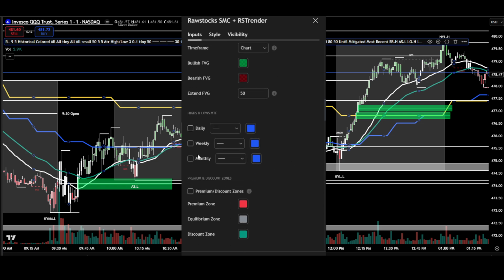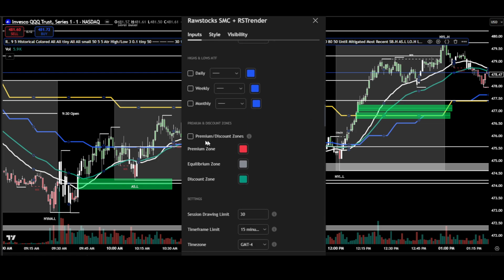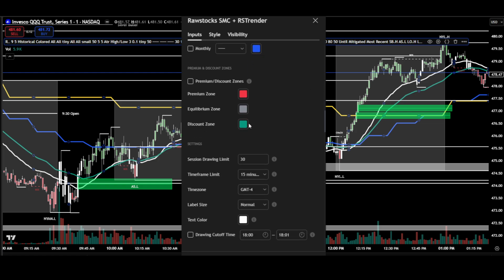And I have the daily, weekly, and monthly turned off on the high and low multi-time frame. These we also have in another indicator, so you'll see where I have them turned on somewhere else. But this will just show you the daily high, the weekly high, and the monthly high. And then I have the premium discount zone turned off, but that will show you the most recent premium and discount zone. You can toggle it on and off and play with that if that's something you like. I choose not to use it.